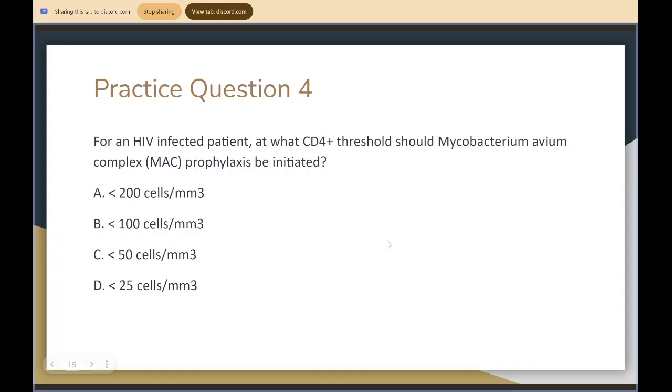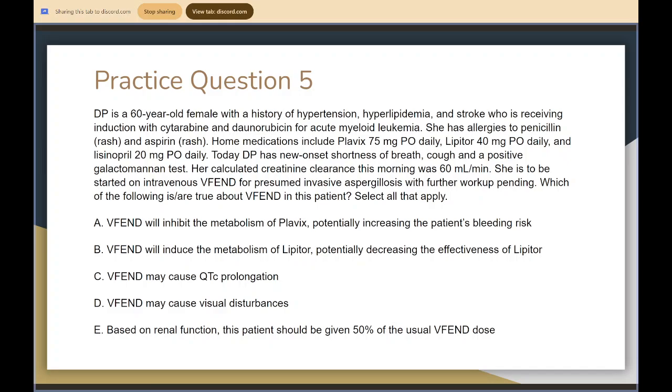All right, very good. So the correct answer here is going to be C. Current guidelines recommend MAC prophylaxis to be initiated when CD4 falls below 50 or has a history of disseminated MAC. Great job. All right, last but not least, practice question 5.